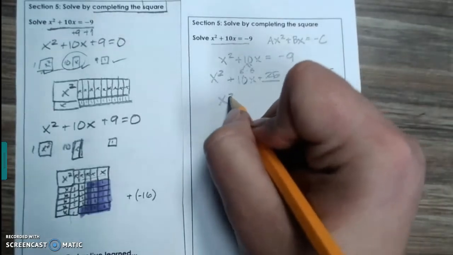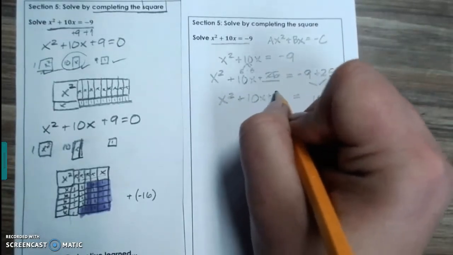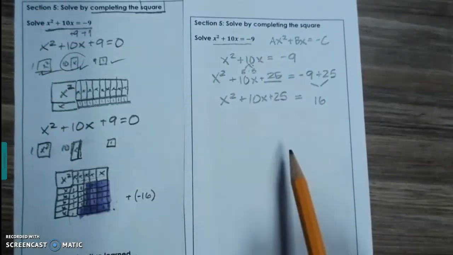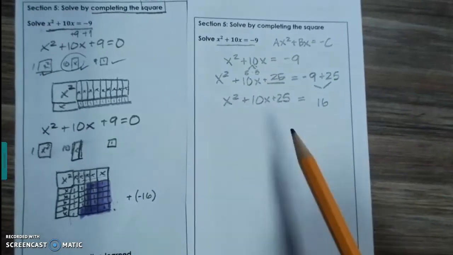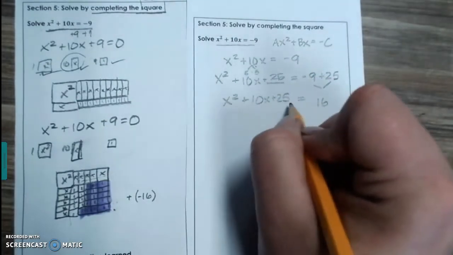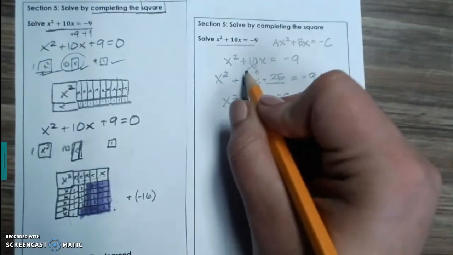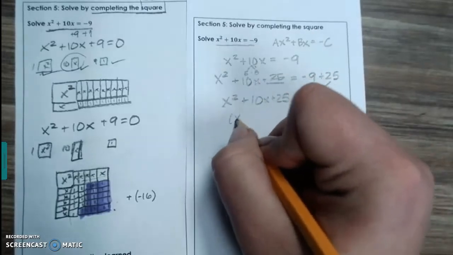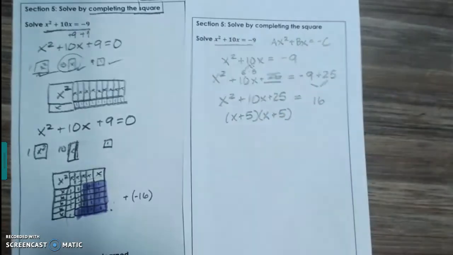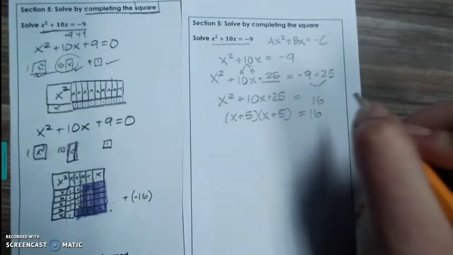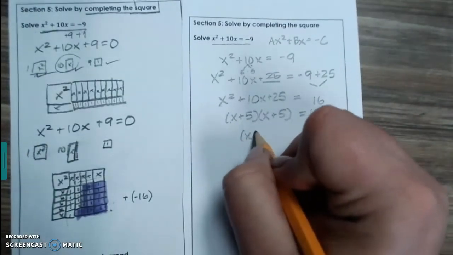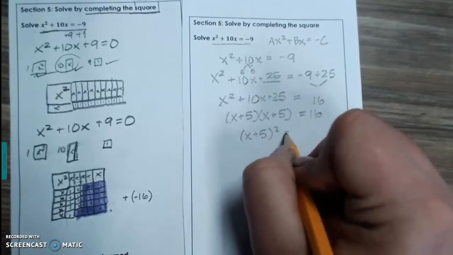Now if you notice, that is how many tiles I was missing to complete the square over here. This x squared plus 10x plus 25 can be written two ways. I can write it as two factors of 5 by 5, so x plus 5 times x plus 5 equals 16. But x plus 5 times x plus 5 can be rewritten as x plus 5 squared.